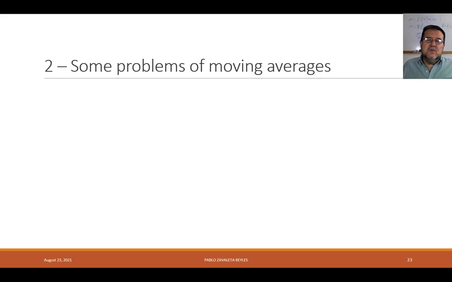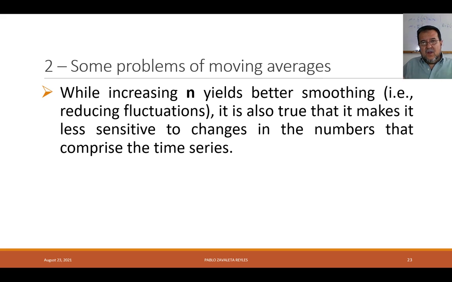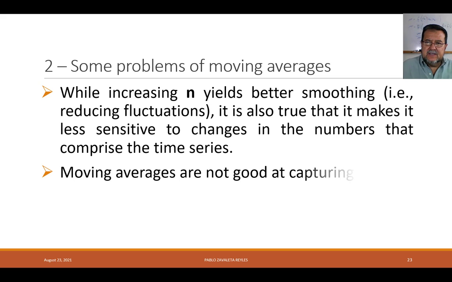Now, some problems with moving averages is that while we increase the number of periods that we take, it gives us a better smoothing. Yes, it reduces fluctuations, but it's so much less sensitive to changes in the numbers that compromise a time series. Moving averages are not good at capturing trends.